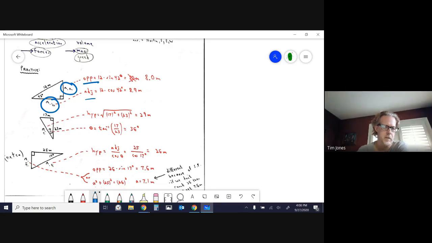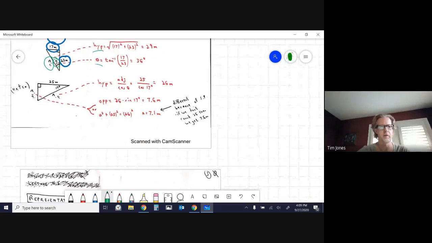In this case, the 17 is the opposite. The 23 is the adjacent. And so the question mark C is the hypotenuse, so that's the right equation. The question mark theta, right there, that angle is right here. So again, practice this in your calculator, make sure it works out.